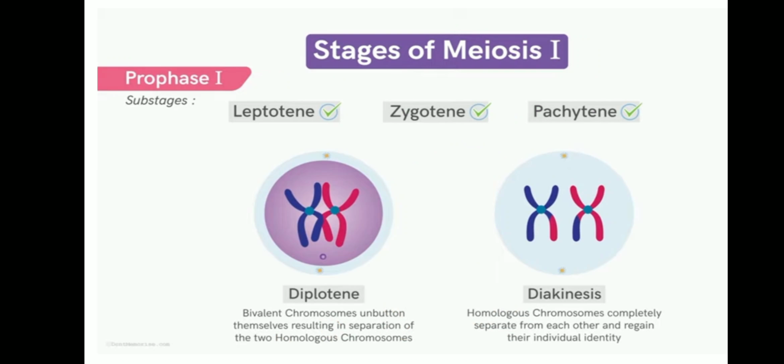Diakinesis. In this diakinesis, what happens? The paired chromosomes are shortened and thickened. The nuclear membrane as well as the nucleolus begin to disappear here. And spindle fibers here again reappear. Okay, so remember children, the nuclear membrane and nucleolus begin to disappear, and what is appearing here? Spindle fiber.